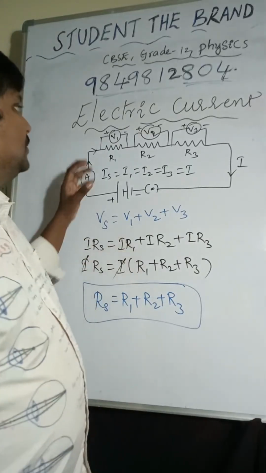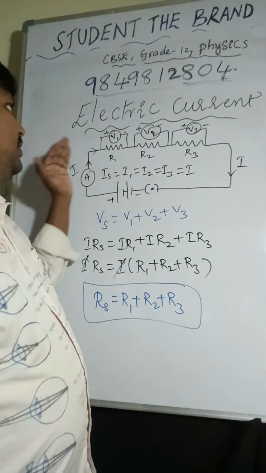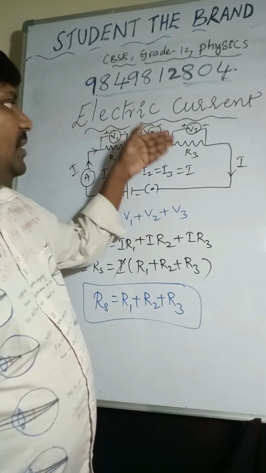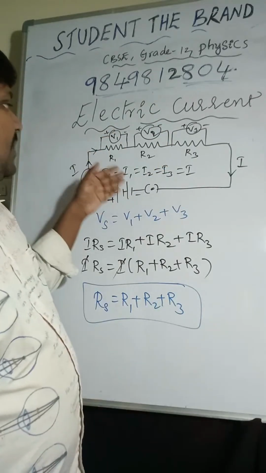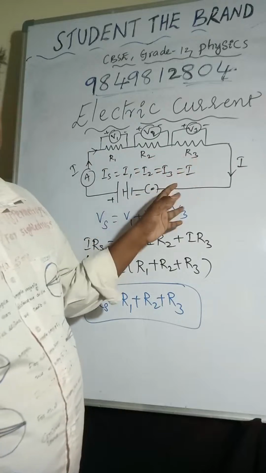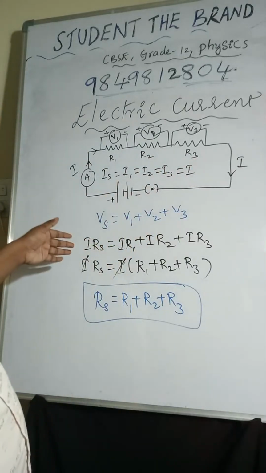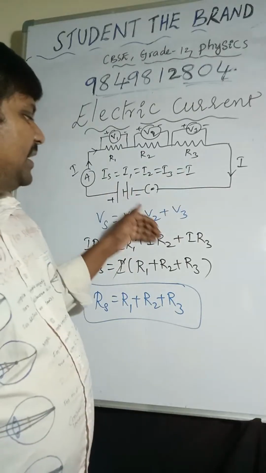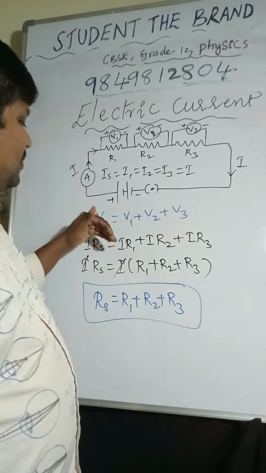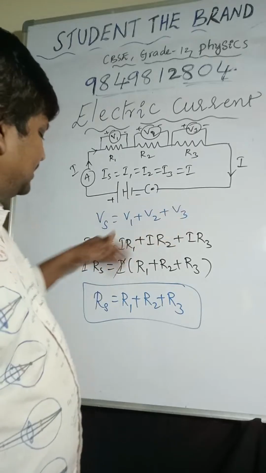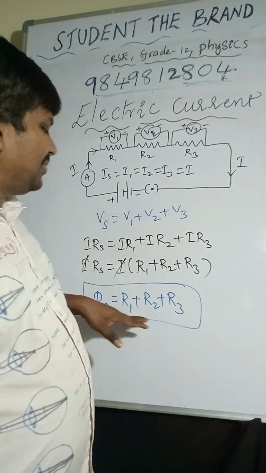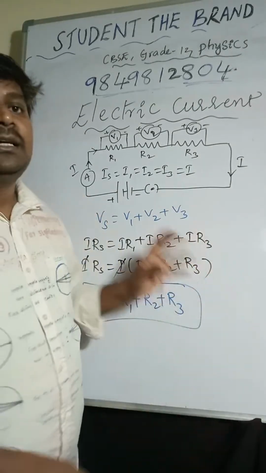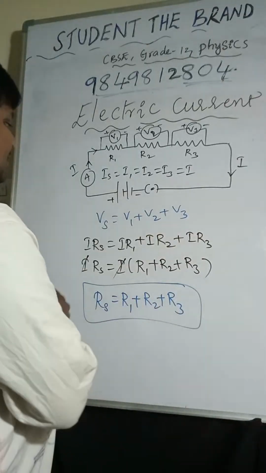Understood? So throughout the circuit, current is the same, potential difference is different. Across R1 V1, across R2 V2, across R3 V3. Is equal to I1 equal to I2 equal to I3 equal to I. So Vs equal to V1 plus V2 plus V3, IRs equal to IR1 plus IR2 plus IR3. IRs equal to I common, R1 plus R2 plus R3, I gets cancelled. Rs equal to R1 plus R2 plus R3. Okay, so resistors are connected in series combination here.